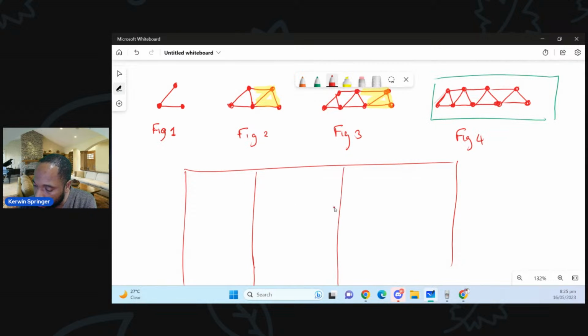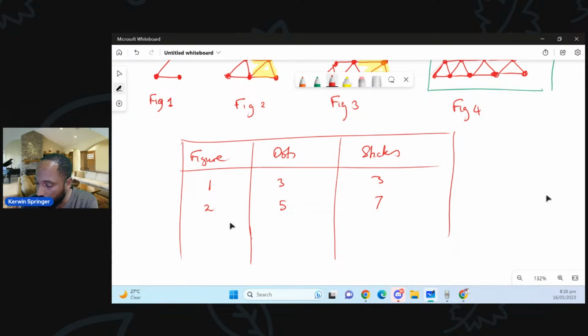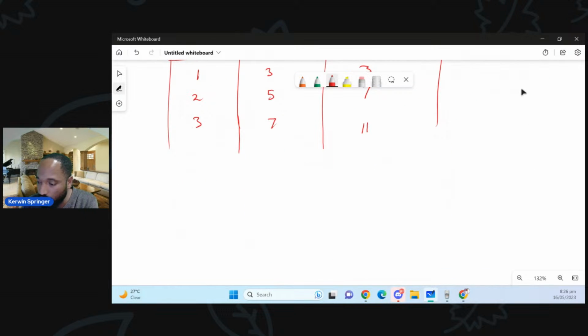So tomorrow, please God, you can see they say figure number here, for 1, and then they put dots or something, then they put sticks. In figure 1 we had 3 dots, 3 sticks. Figure 2, 5 dots, 7 sticks. Figure 3, 7 dots and 11 sticks. And they're going on. Are you gonna catch it? And then they ask you about your figure 4 now.